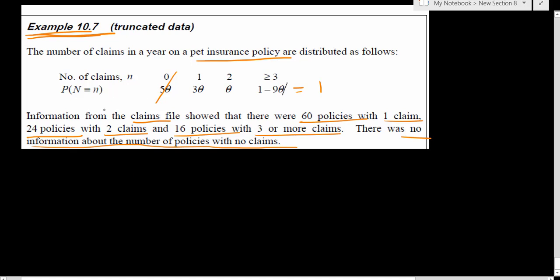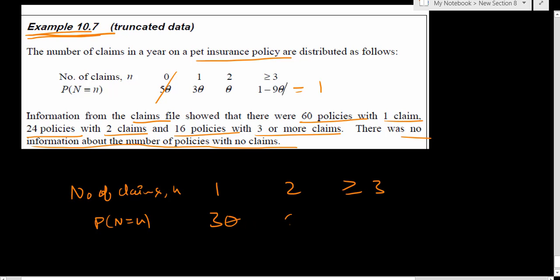So first we need to transform this distribution in such a way that this zero policies part is eliminated. So the number of claims and the probability that N is equal to n. Okay, we have got these two things, and this is denoted by n. So we don't have anything for 0. We have data for 1, 2, and greater than or equal to 3. Okay, and this is equal to 3 theta, this is equal to theta, and this is 1 minus 9 theta.